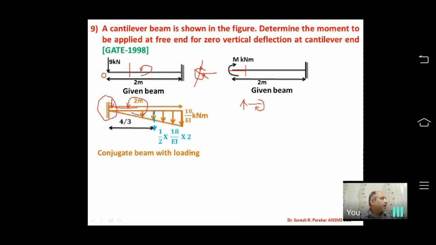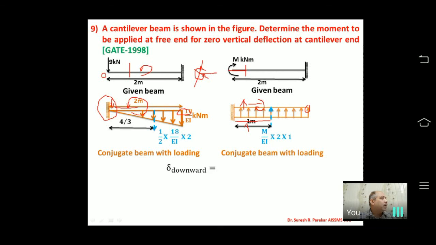But if I draw the bending moment diagram for this, then we have this bending moment diagram upward, and the value I have is M by EI into 2 into 1, because it will act at 1 meter from this end. Bending moment at the cantilever end is 0. So at this end bending moment is 0, and we are going to get bending moment at the fixed support, because we have to find deflection at that point. Then in these calculations, delta is downward due to 9 kilonewton, and due to M it is upward. So these should be equal and opposite, and then only my deflection at the free end will be 0. And then I will equate.